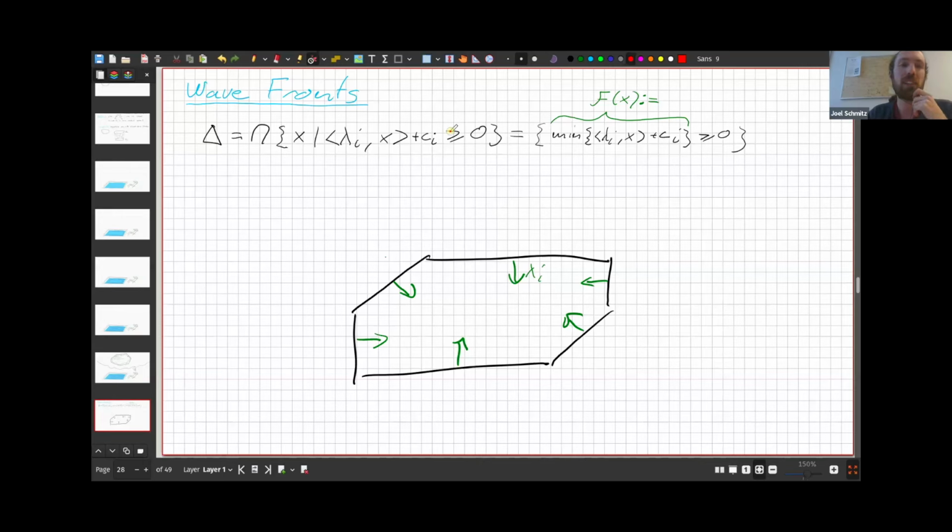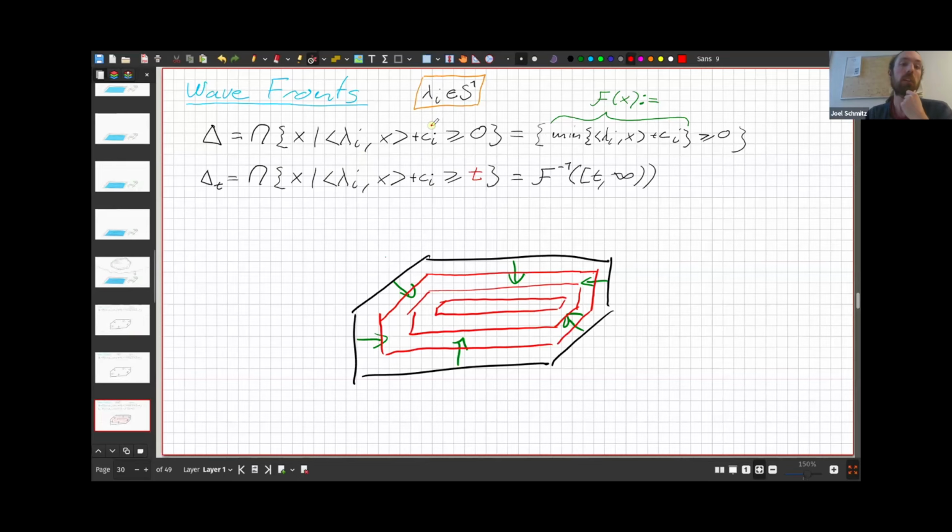Also, to make it unique, we should choose some normalization for this lambda i. Here I'm choosing lambda i to be in S1, so each one should be a unit vector. Then we can define the propagation of the wavefronts by replacing the 0 here by some t. That makes every one of these half planes advance in the direction of the normal vector, and we get these concentric wavefronts that go into the middle. This minimum of all these functionals we will use more often, so I just define it as f of x. And these red areas, the interior, are given as the pre-image of all values greater than t of this function.